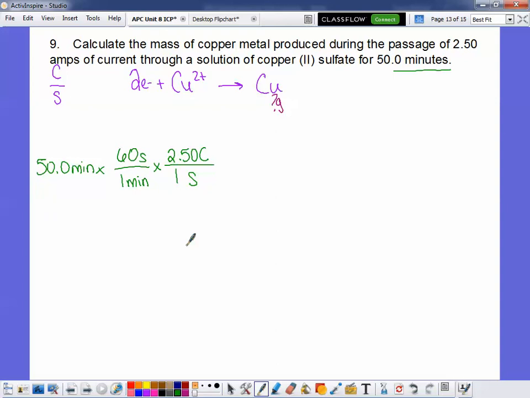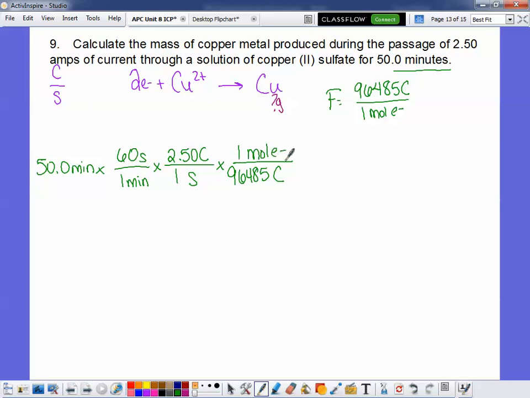Okay, the Faraday constant. Remember, the Faraday constant is 96485 coulombs per 1 mole of electrons. Okay, and that's on your formula sheet. You do not need to memorize the Faraday constant. So here, 96485 needs to go on the bottom so that coulombs will cancel. And 1 mole of electrons goes on the top.